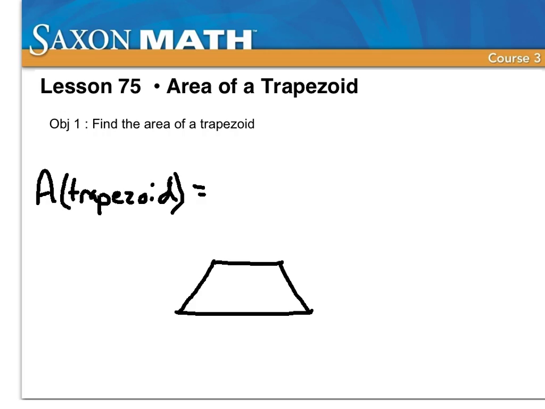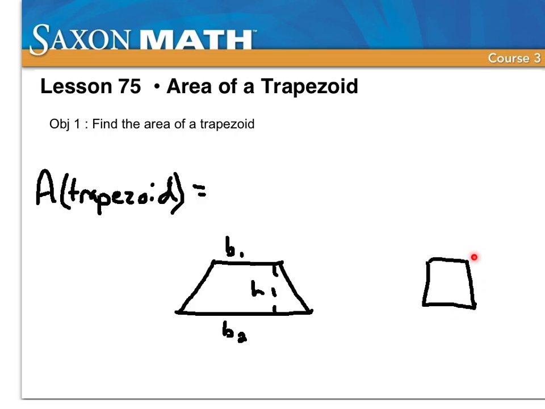Another example is we can have something that looks like this. That's a trapezoid because, again, we've got parallel lines and then lines that aren't parallel. Now a trapezoid has two bases. We've got a top base and a bottom base, and we call those base 1 and base 2. A trapezoid also has a height to it, like a triangle. A height is the distance from the bottom straight up to the top.